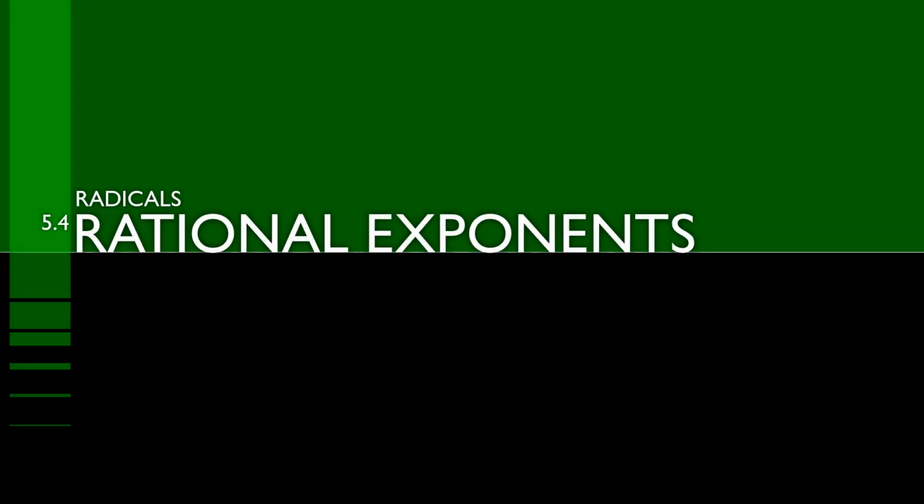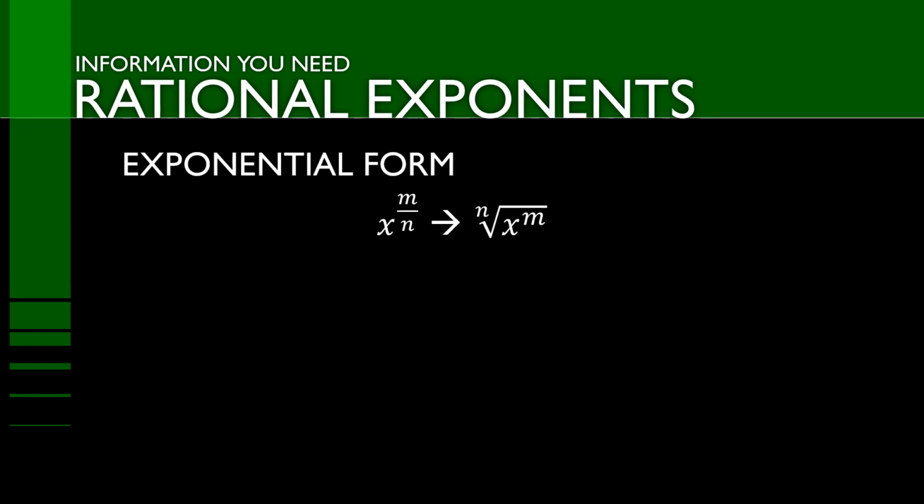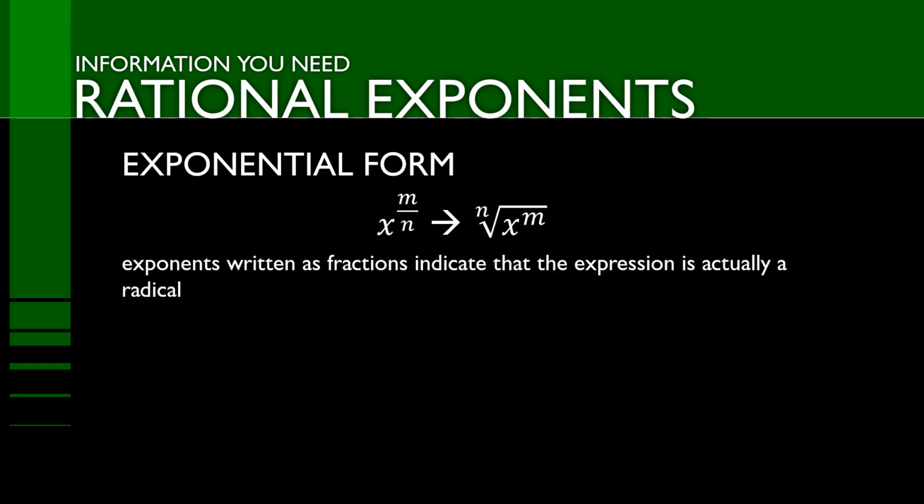In this next section, we're going to take a look at rational exponents. A rational exponent is simply a power with a fraction written where the exponent is. So an example of this would be x to the m over n. If we want to change this to radical form, we're going to take the n and move it to the index, and the m is going to remain attached to the base.